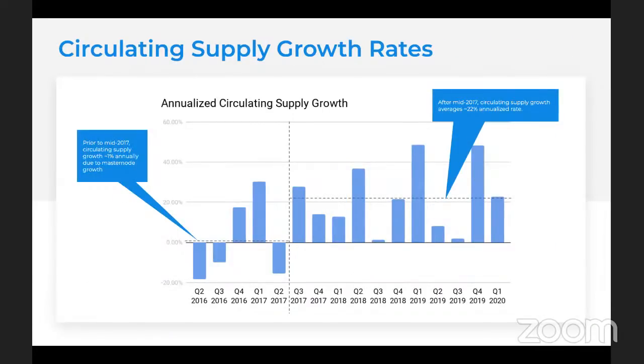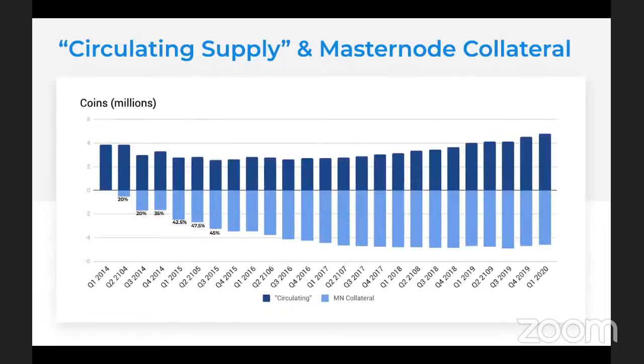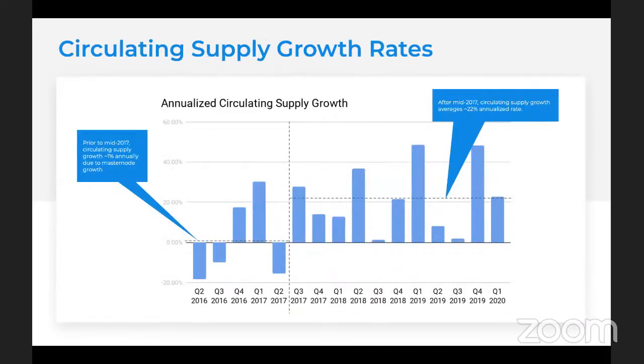So when we look at the annualized circulating supply growth rates that result from the numbers on the previous slide, what you'll find is that prior to mid-2017, circulating supply was actually very low or contracting in many quarters. And we talked about how in Q1 of 2017 in particular, this shows a circulating supply annualized growth rate of about 30%.